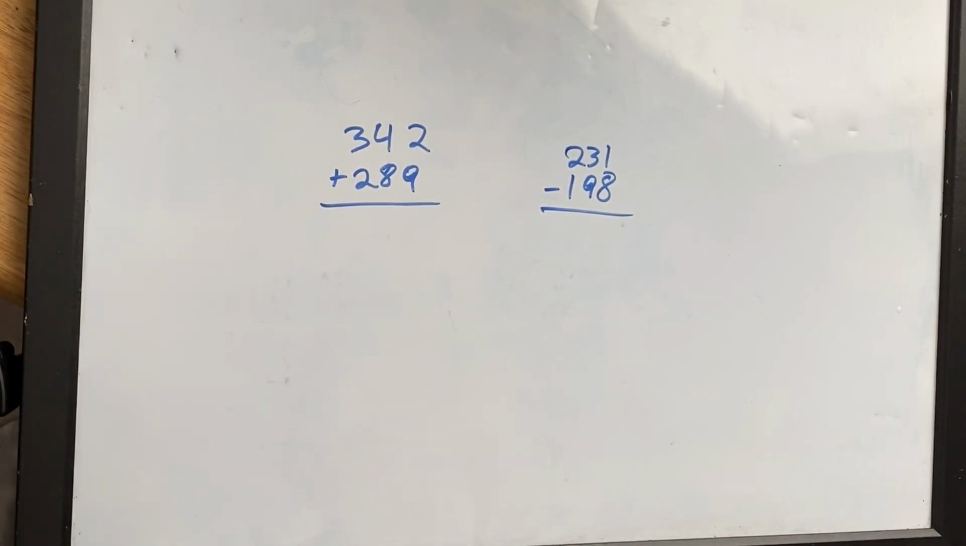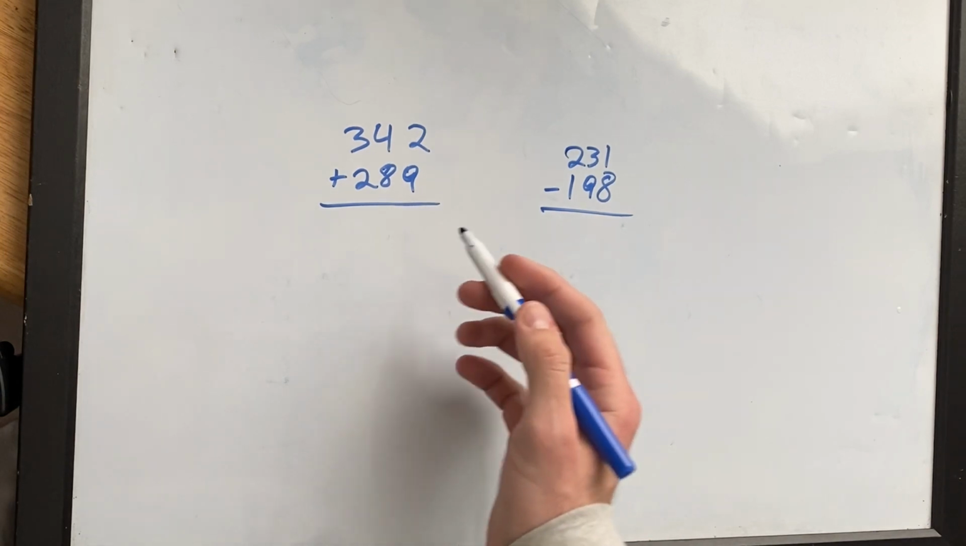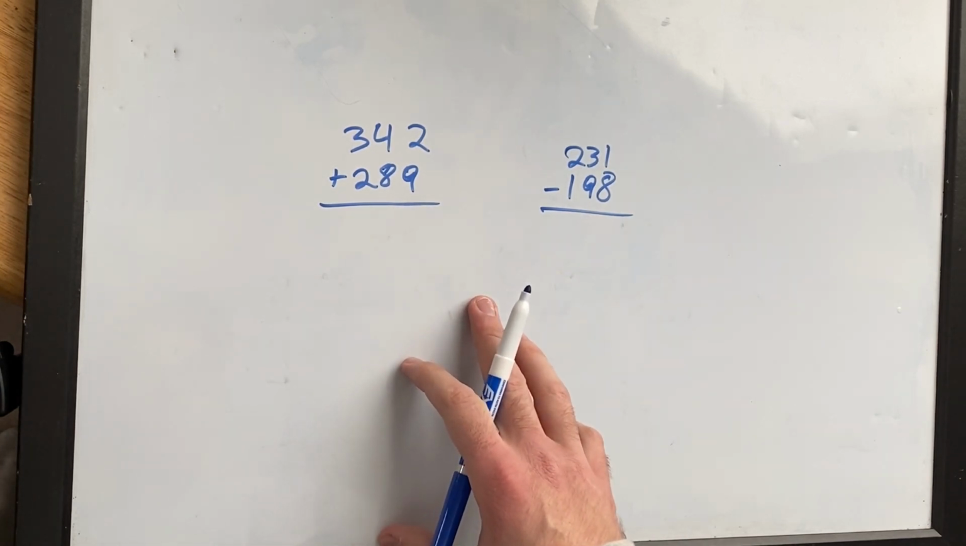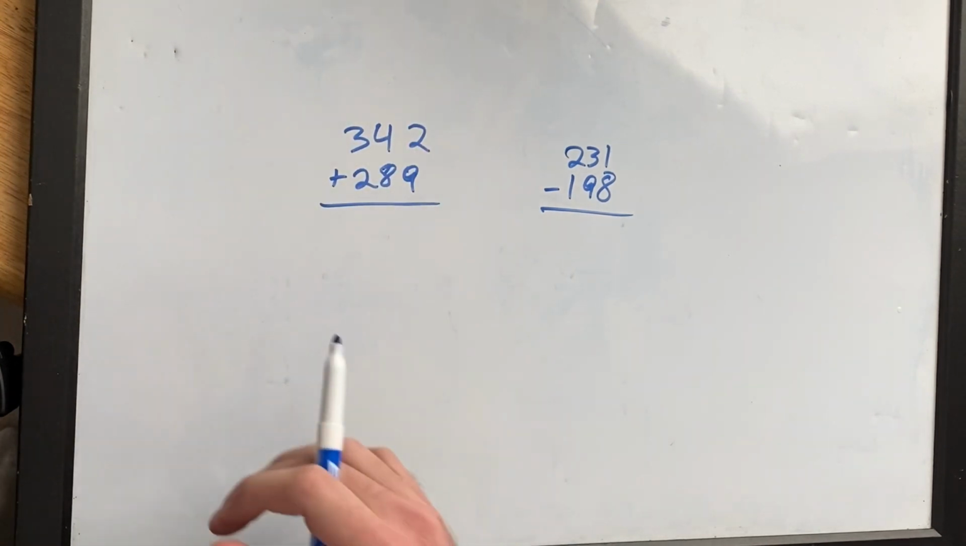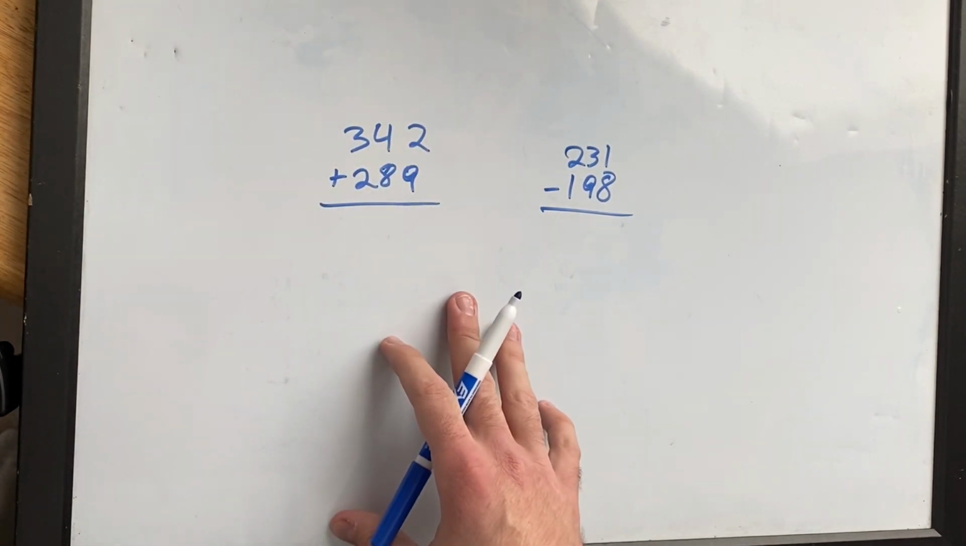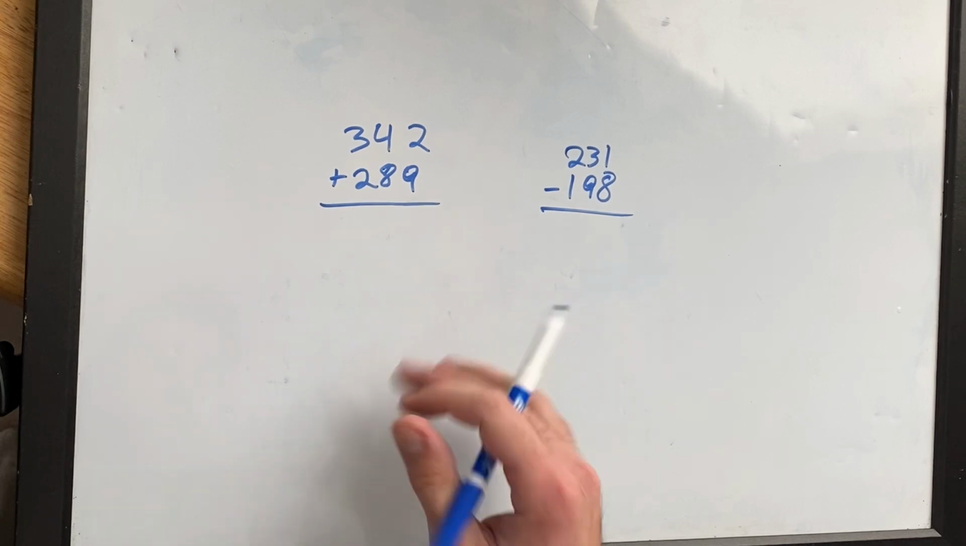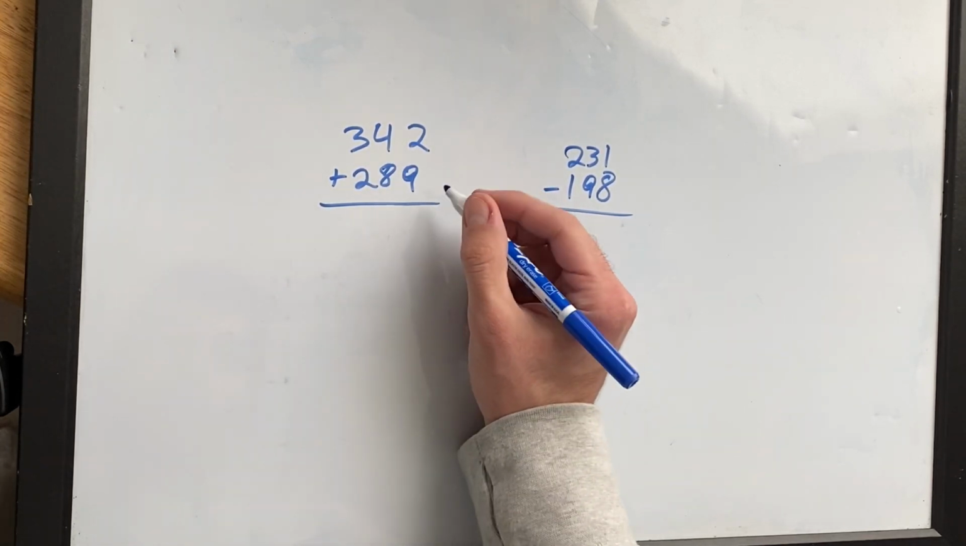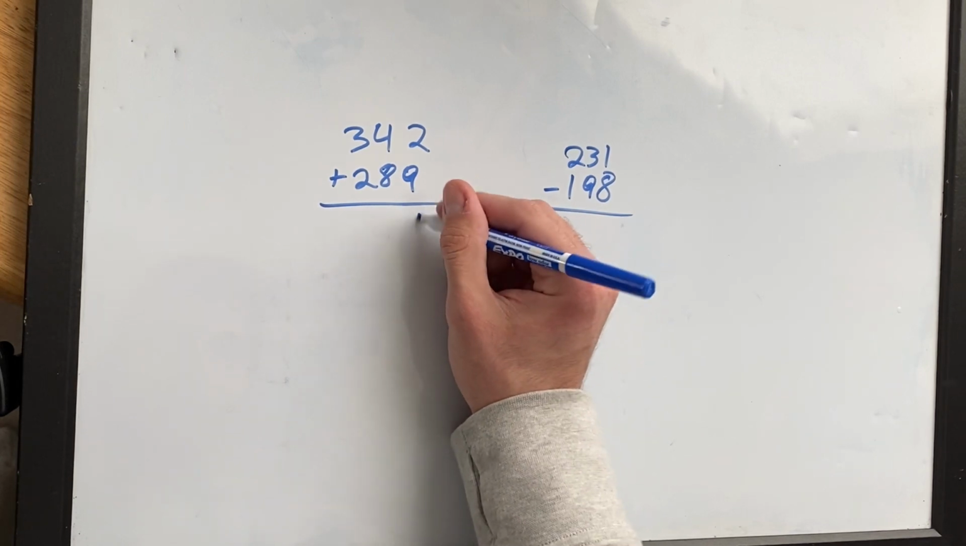I'm going to be demonstrating today how to perform addition and subtraction between the four number bases. Right now we're going to start off with decimal or base 10 number base, and we're going to perform addition. It's 342 plus 289, so let's get right into it.